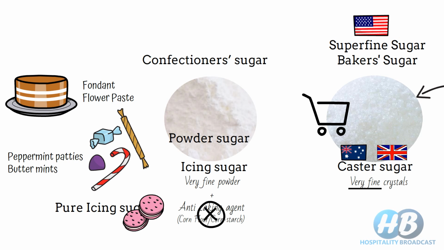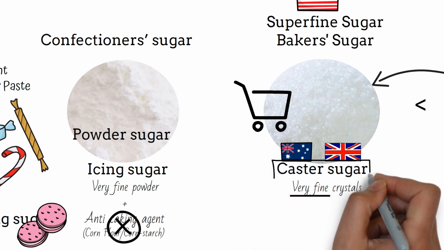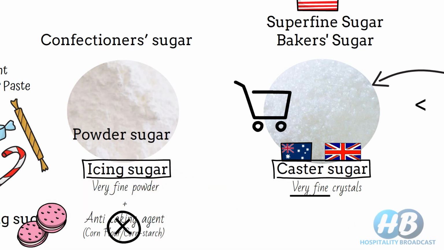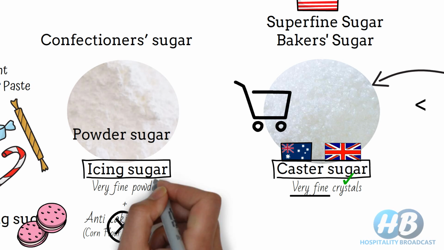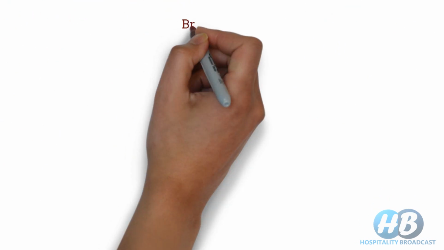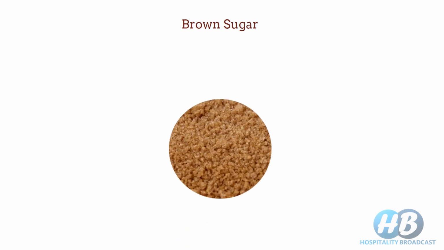One more thing, don't get confused between castor sugar and icing sugar. In castor sugar, you will find very fine crystals which are visible to the naked eye, while icing sugar is in pure powder form. Next we have brown sugar. As the name says, it's brown in color.